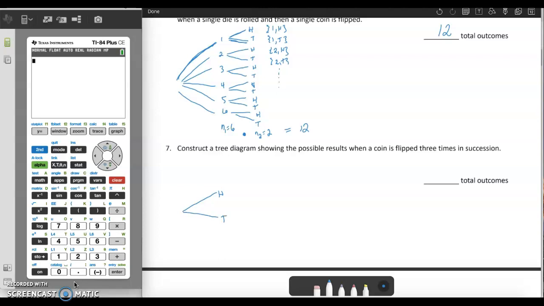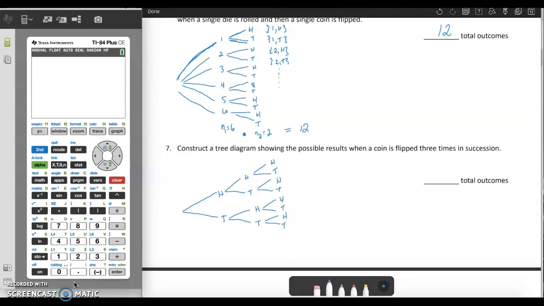And then for our second level, we're flipping the coin again. So we branch off twice again from each one of those and label again heads or tails on each one of those branches. And then our third branch is actually just another repeat of the same thing. So off of each one of our endings so far, we do another 2 branches, labeling them all H or T, H or T, H or T, H or T.